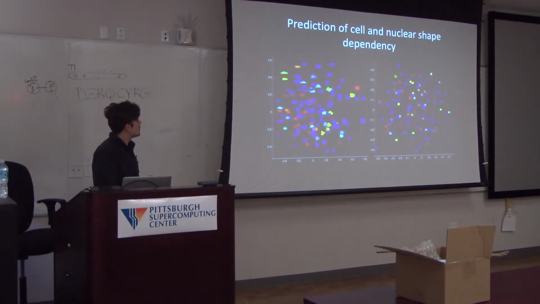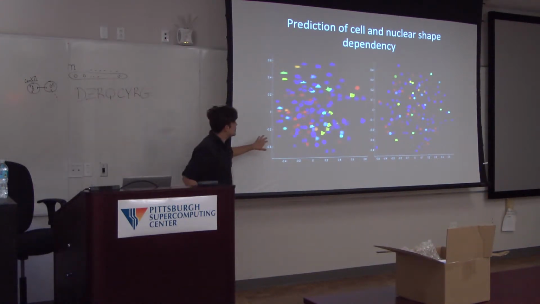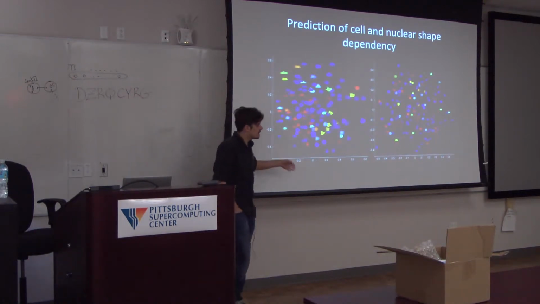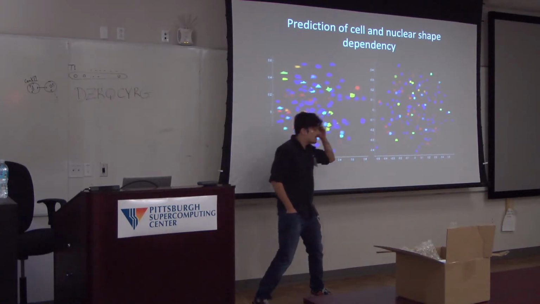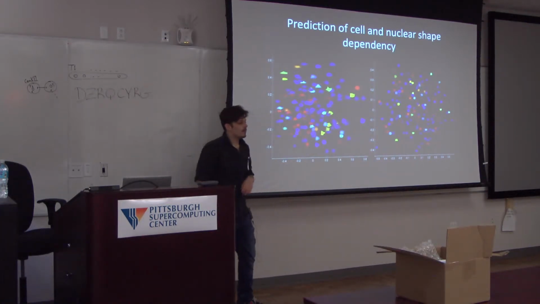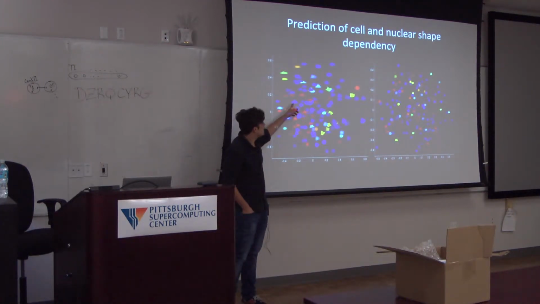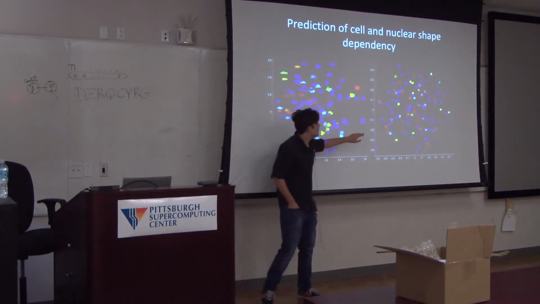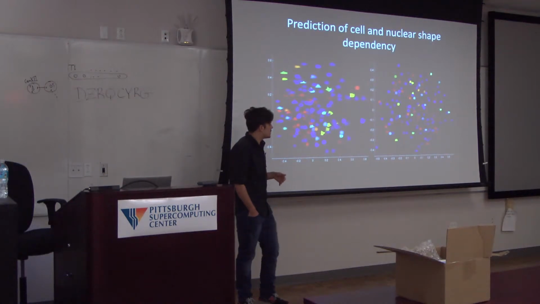Another task we performed was prediction of cell and nuclear shape dependency. Given a collection of cells, we computed a shape space for the cell shapes and a shape space for the corresponding nuclear shapes. Then we performed a prediction task where, given a cell shape, we wanted to know if we could predict the corresponding nuclear shape position in the shape space.